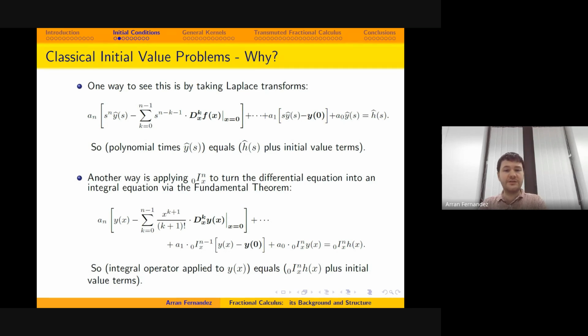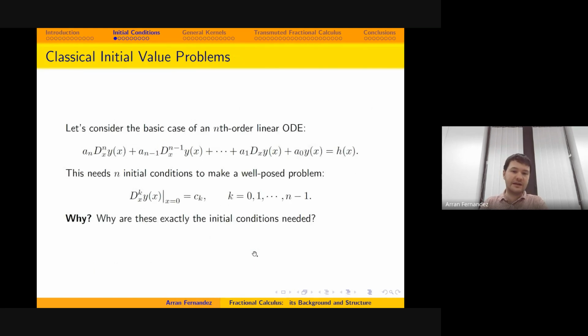Alternatively, we could integrate the differential equation to turn it into an integral equation, which will have a unique solution using the Banach fixed point theorem or other fixed point theorems. You can normally show that an integral equation has a unique solution. A differential equation with initial conditions has a unique solution if you choose the right initial conditions. And again, in bold, we get exactly those initial conditions. So now we understand why those are the ones we need.